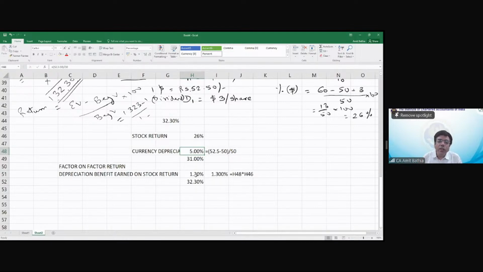So how do you compute that? You say it is 26% into 5%, so you get 1.30. That is what gives you the total INR terms return of 32.30%. So my return basically has 3 components when I talk about return in INR terms. One is stock return. Second is currency depreciation, in this case because INR has depreciated. And third is depreciation benefit earned on stock return, which is factor on factor return. Okay, are you all with me?